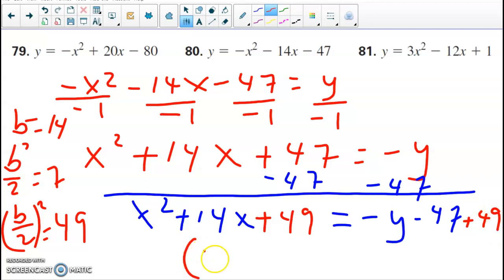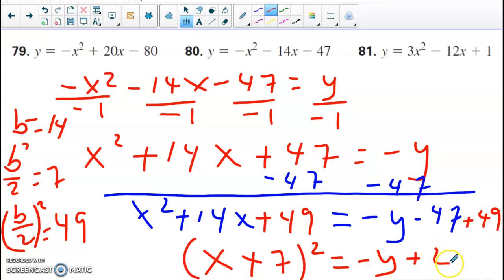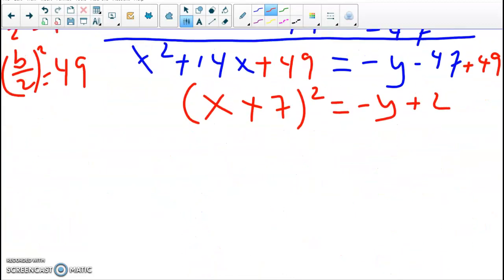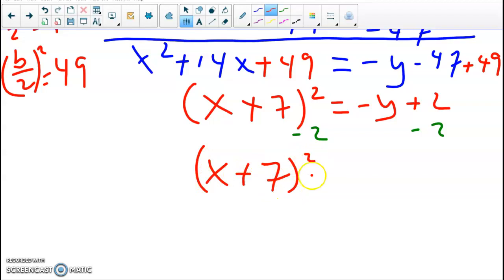So I can replace it with x plus b over 2. So what's b over 2? 7, squared. And on this side, I have minus y, and I have a minus 47 and a plus 49, which makes it plus 2. Almost done. Almost in vertex form. I need to move that 2 to the other side. So let's subtract 2, then subtract 2. So now we have x plus 7 squared minus 2 equals negative y.